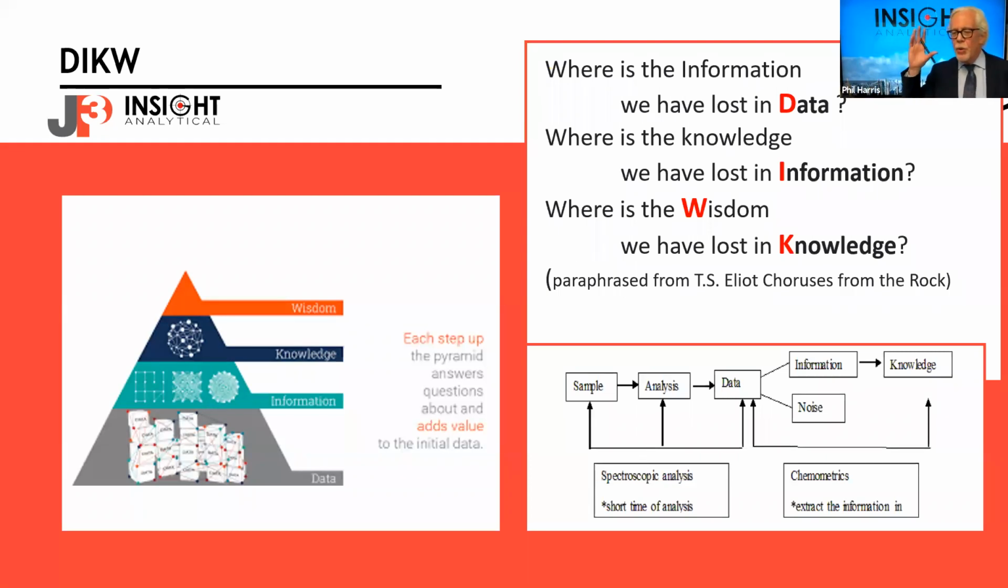And so we say, if we just look at data, where do we lose the information? Where is the information we've lost in all this data that we get? Where is the knowledge that we've lost by just looking at those bits of information instead of processing them and making them into more actionable things? And where is the wisdom and the ability to impact and control and change things that we've lost if we only look at the knowledge? So that's kind of the way I've looked at T.S. Eliot's quote there.